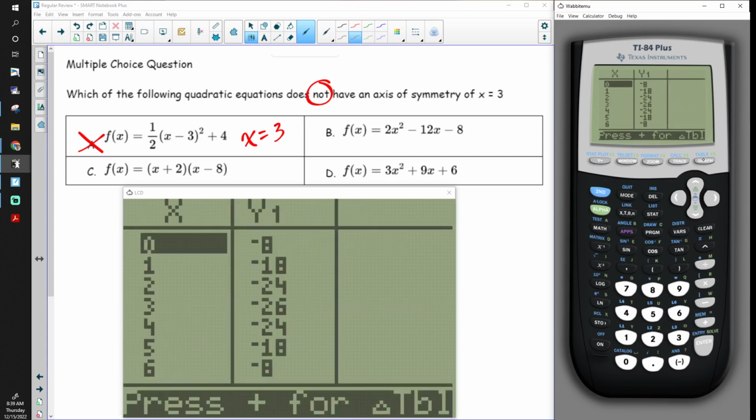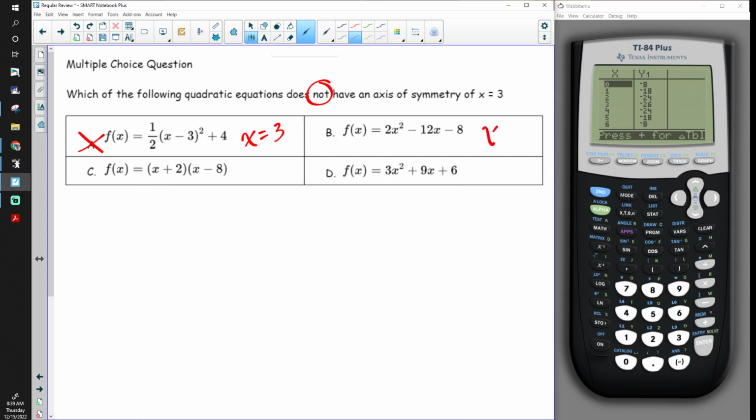And I'm looking for that sandwich. Does anyone see the sandwich? Yeah, negative 26 is sandwiched between negative 24 and negative 24. And so if I go look at my x value, my vertex is the point 3, negative 26. My axis of symmetry is 3. So again, B has an axis of symmetry of 3 as well. So B is also not my answer. I'm trying to figure out which one doesn't have an axis of symmetry of x equals 3. Okay. Again, not hard, a little tedious.